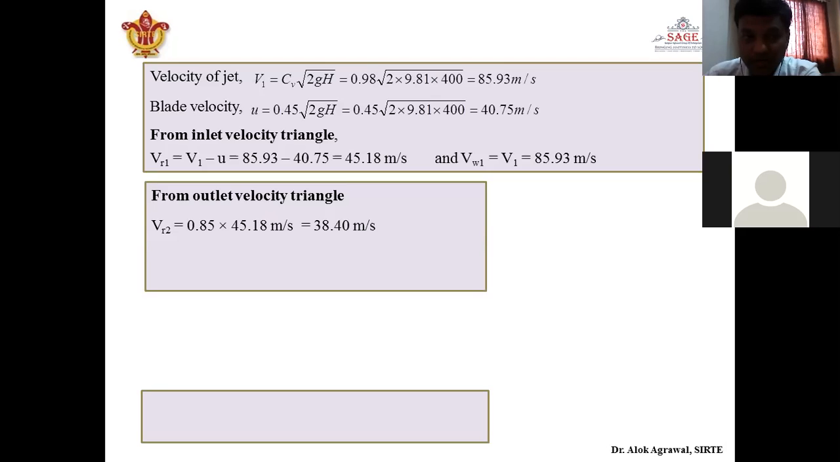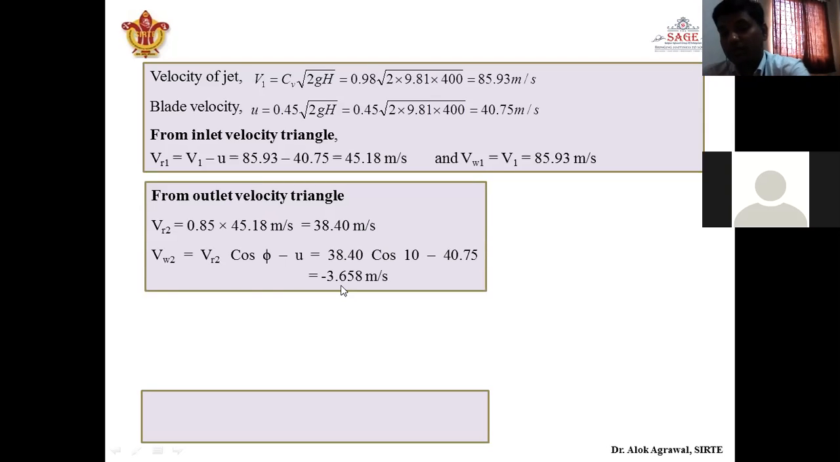Once we get VR2, again we have to calculate VW2, and we know that VW2 is the cos component of VR2 minus U2. So VR2 cos phi minus U. So we get VW2 as minus 3.658. Now this is important. In the earlier question, the value of VW2 was a positive value. Here the value of VW2 is a negative value. So the velocity triangle that we discussed in the last numerical will have a slight change in the outlet velocity triangle of this problem.